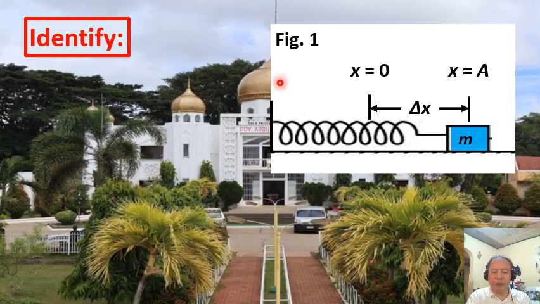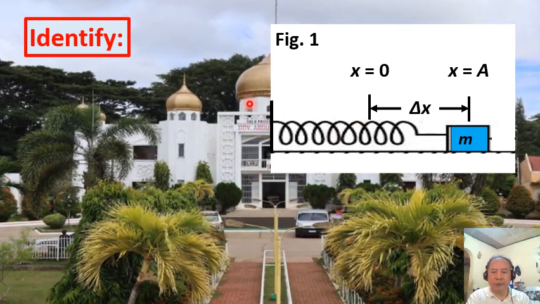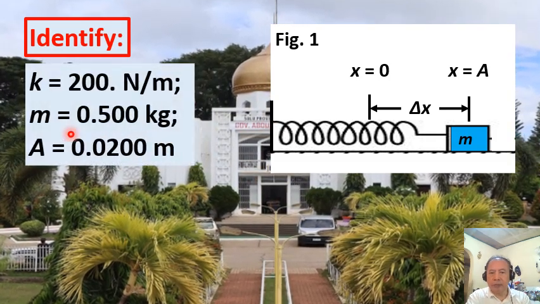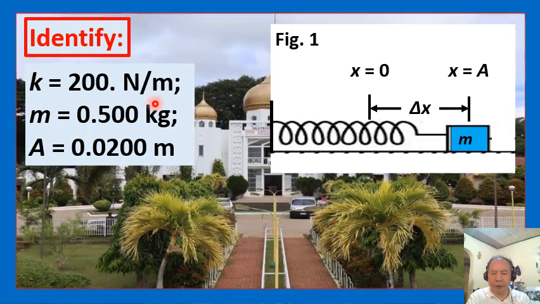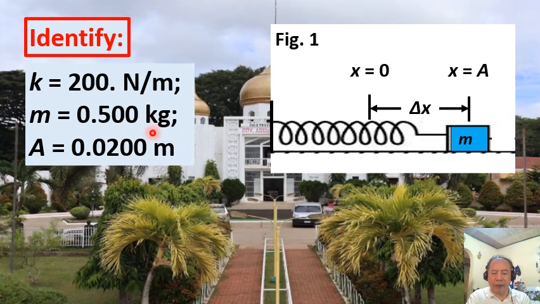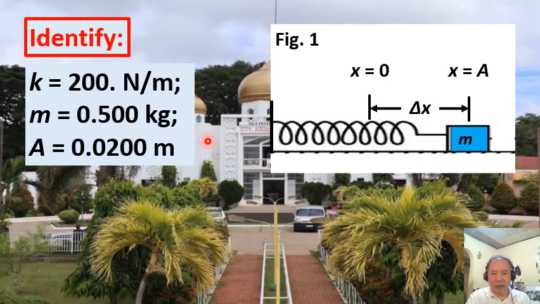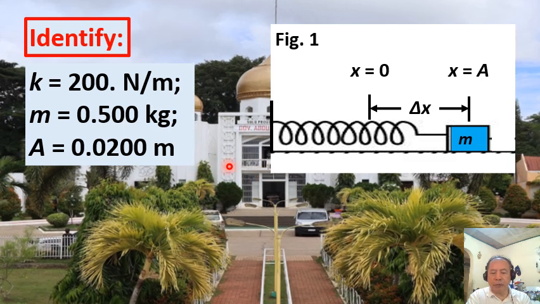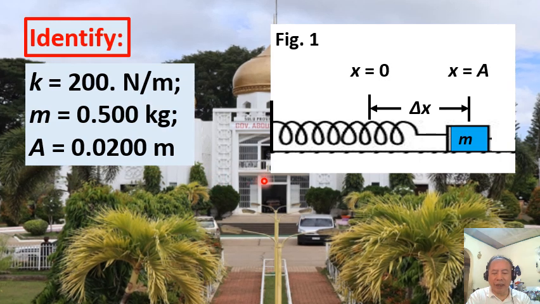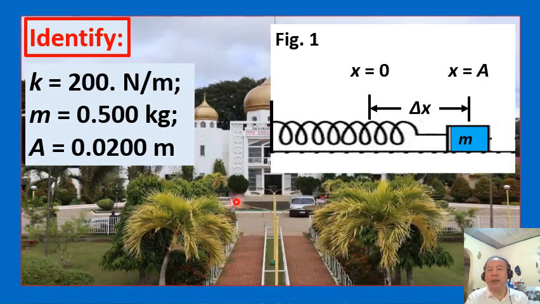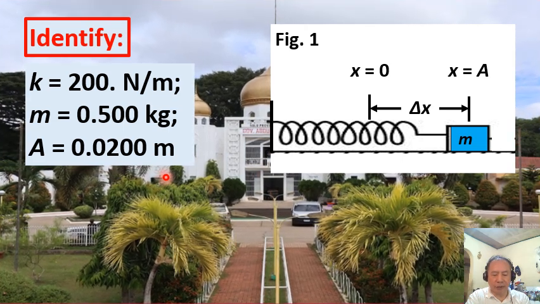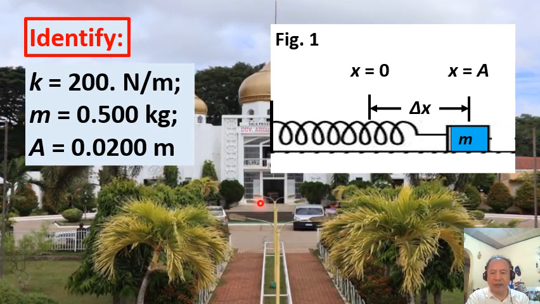It's illustrated in figure 1. We have a spring with a force constant k equal to 200 N/m, which is mounted horizontally with its left end fixed, and a 0.500 kilogram block attached to the other end and pulled to the right to a maximum displacement A equals 0.0200 meters along a frictionless surface.